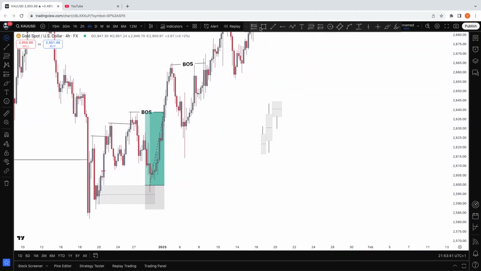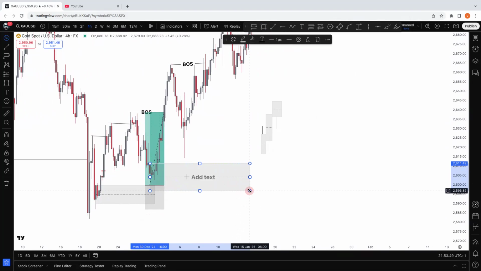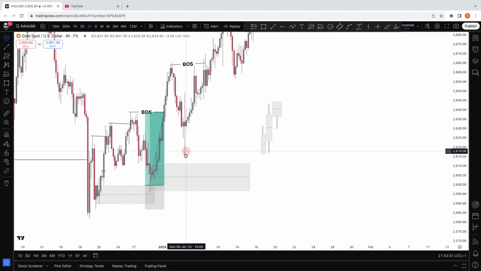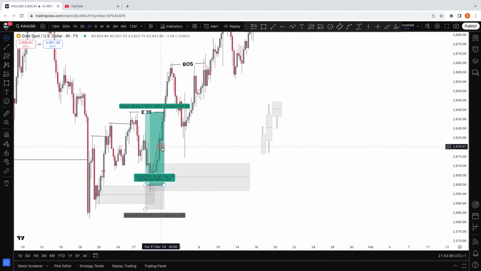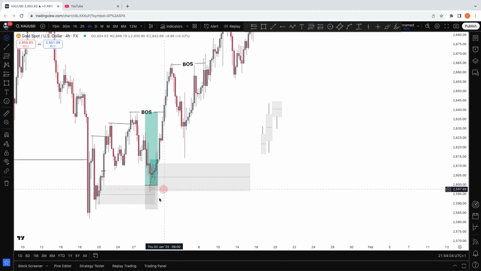Now, what are we going to do next? We're going to also mark out the next order block. This is the next order block that was responsible for another impulsive move. But unfortunately for us, price almost tapped into the order block, but price did not. It just filled this imbalance and moved, right? And also, this would have been another valid order block.